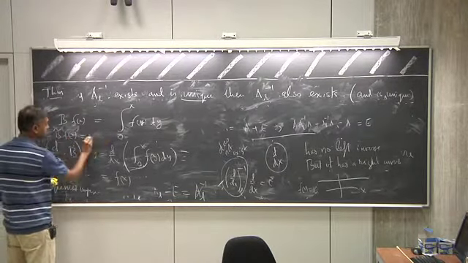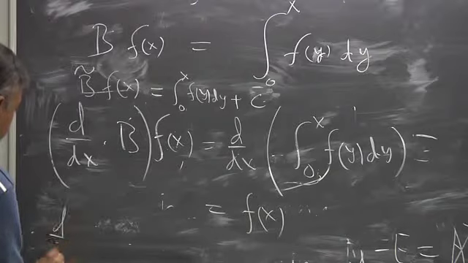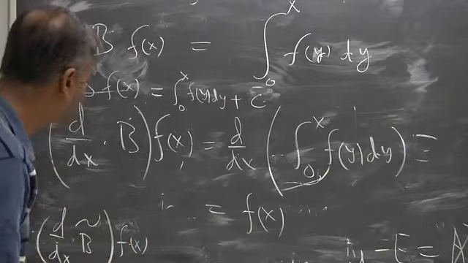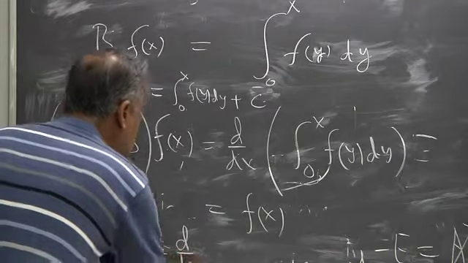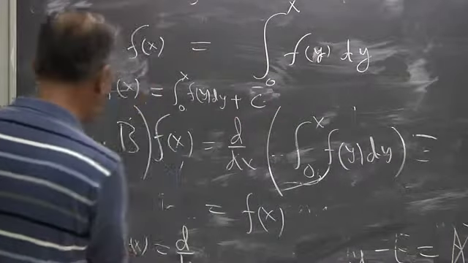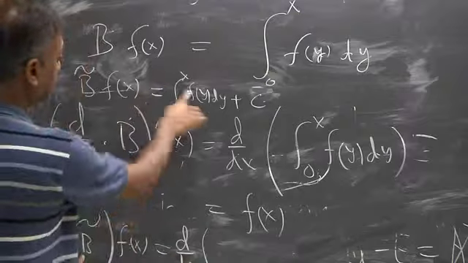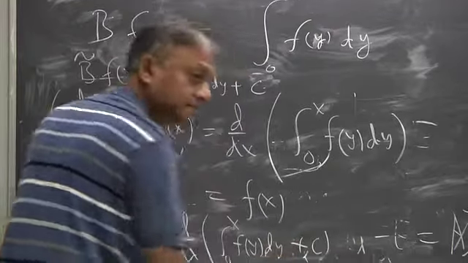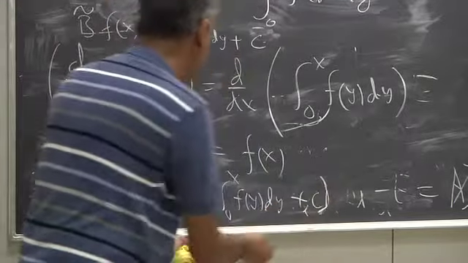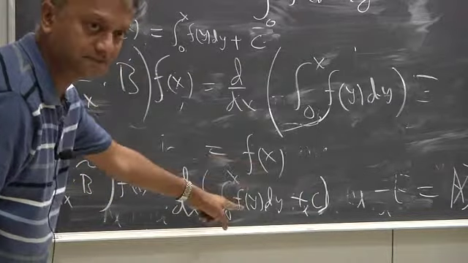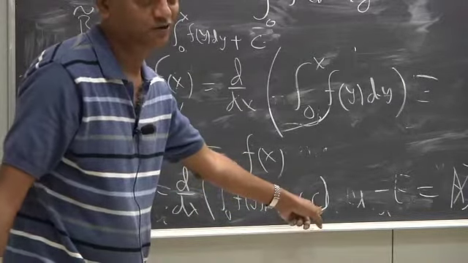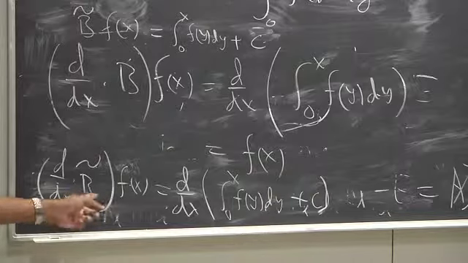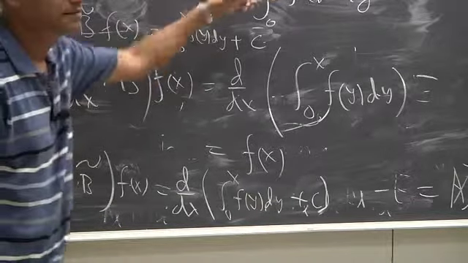If you consider d by dx times B tilde acting on any function f of x, it will again give you back the function f of x, because B tilde acting on f is that plus a constant. Now d by dx acting on that simply gives you f of x, but d by dx acting on the constant is 0, so this result is again f of x. So this is another right inverse, and B tilde is not the same as B. You see, they are different.